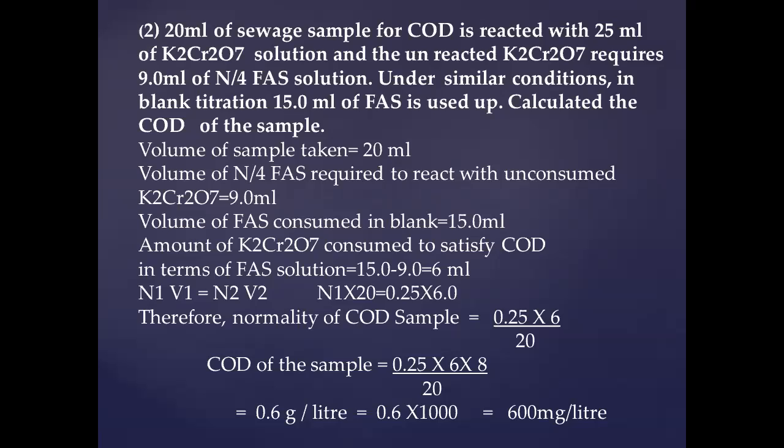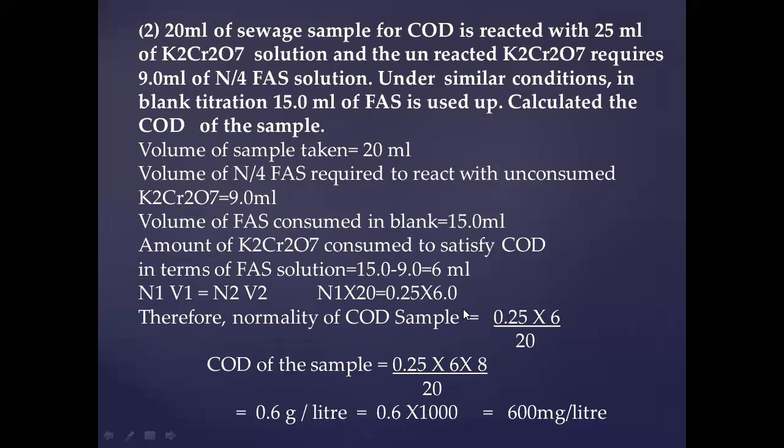Then using the formula N1V1 is equal to N2V2, substitute the values. N1 is not known to us, whereas V1 is equal to 20 ml, and the normality of FAS is equal to 0.25, and the volume of FAS is equal to 6 ml. Therefore, the calculation is going to be 0.25 into... just do it and check whether you get the answer.